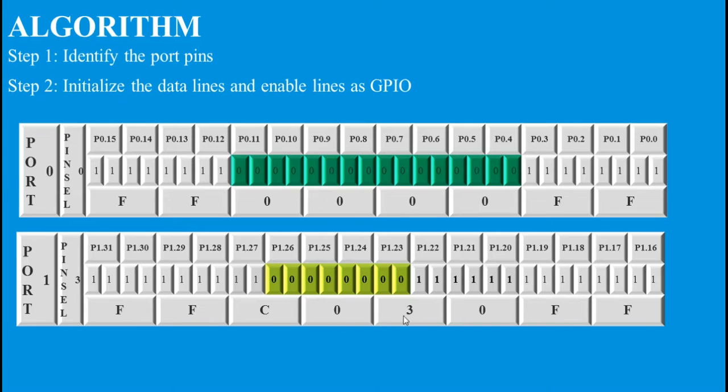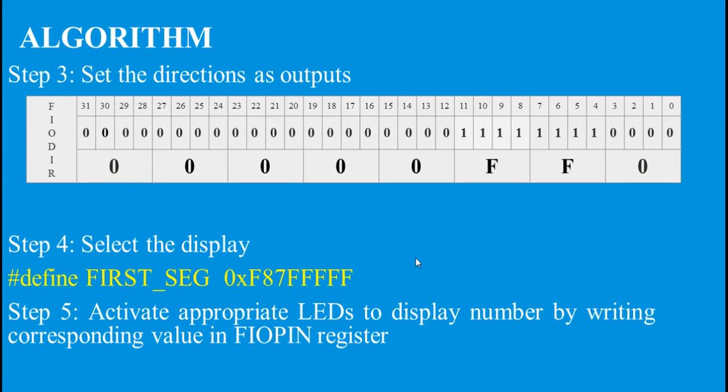These pins must be configured as general purpose input output pins. To configure the port 0 pins, we are going to use the pin selection 0 register. Similarly, to configure the 23rd to 26th pins of port 1, we have to use the pin selection 3 register and force a proper value in this register to configure these pins as general purpose input output pins. After configuring those pins as GPIO, set the direction of those pins as output with the help of the FIO DIR register, and you know how to set any general purpose input output pin as an output pin.